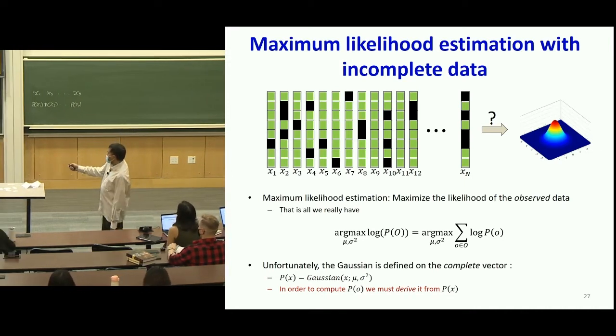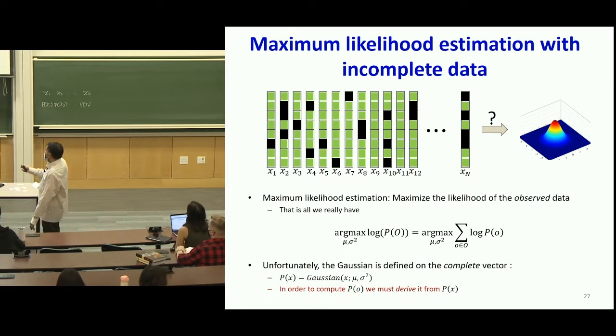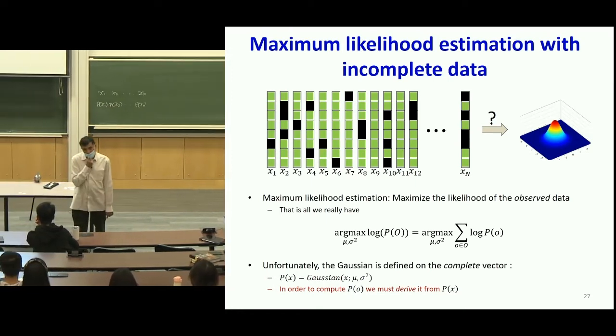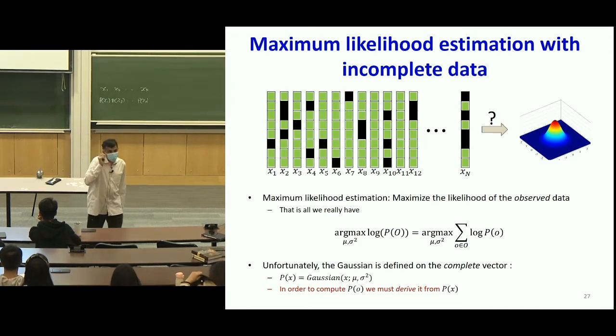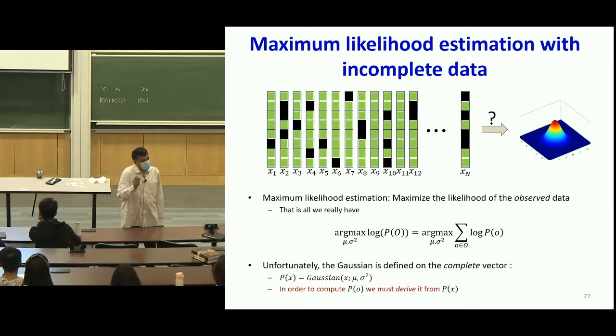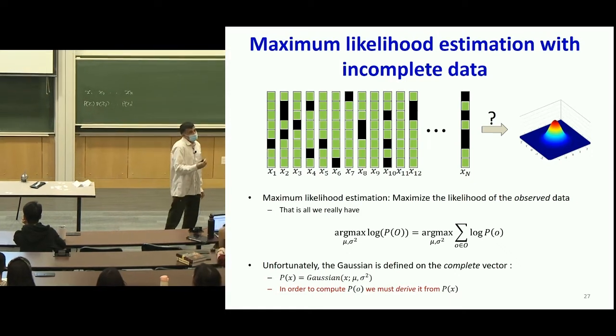So in this case, you would be trying to find the parameters of your Gaussian by maximizing this term here, where you're summing over all of the observation vectors. But in each observation vector, you're only observing some of the components. And so you're going to try to maximize the log of the probability of the components that you did observe.